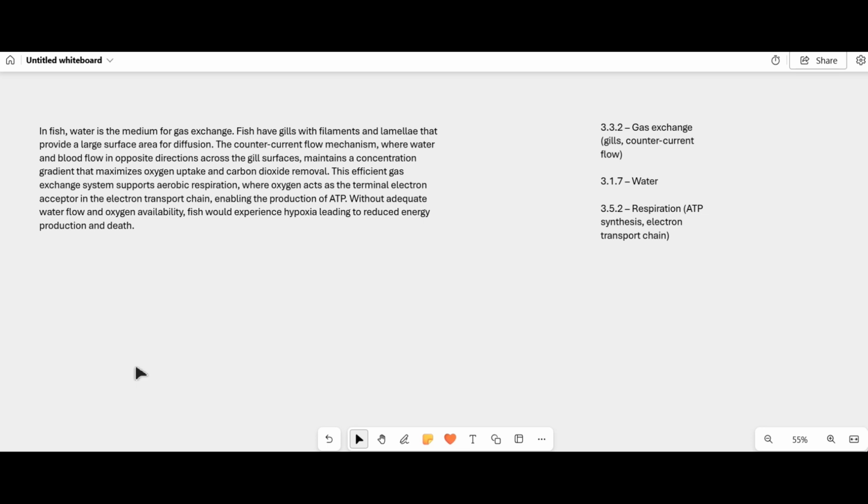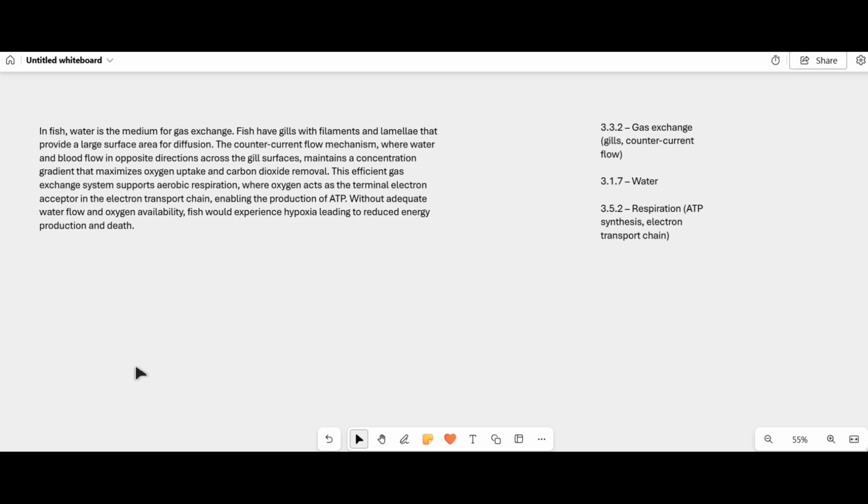Now at A-level, you talk about the countercurrent flow mechanism. The countercurrent flow mechanism, where water and blood flow in opposite directions across the gill surfaces, maintains a concentration gradient that maximizes oxygen uptake and carbon dioxide removal. The efficient gas exchange system supports aerobic respiration, where oxygen acts as a terminal electron acceptor. So again, we're mixing a bit of the aerobic respiration into that, which is topic 5. And electron transport, enabling the production of ATP. Without adequate water flow and oxygen availability, fish would experience hypoxia, leading to reduced energy production and death.